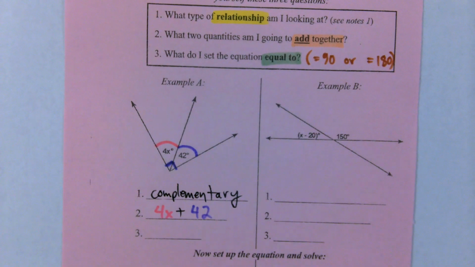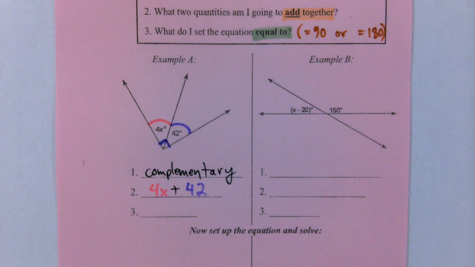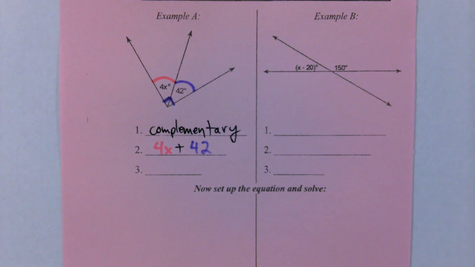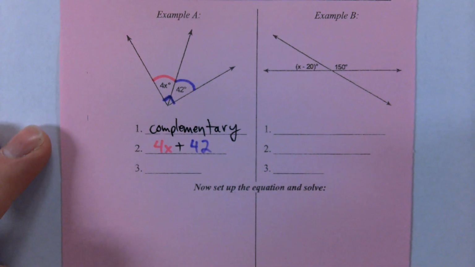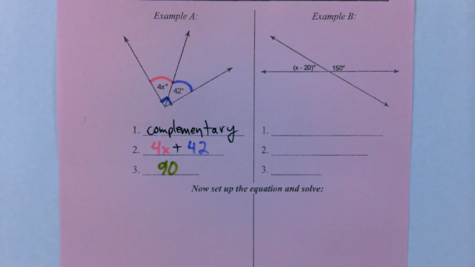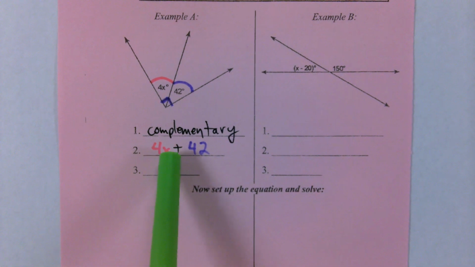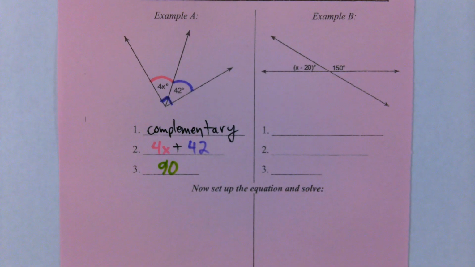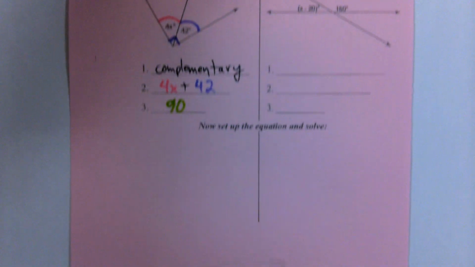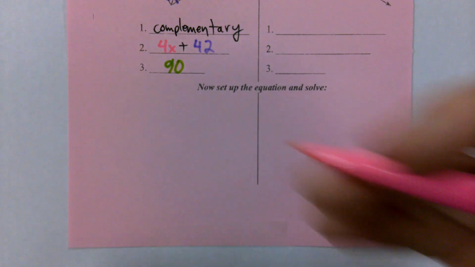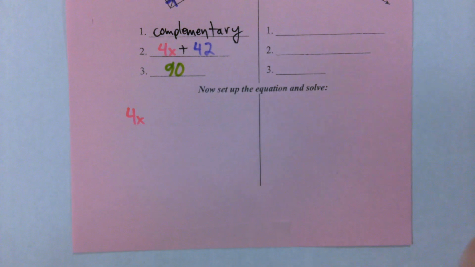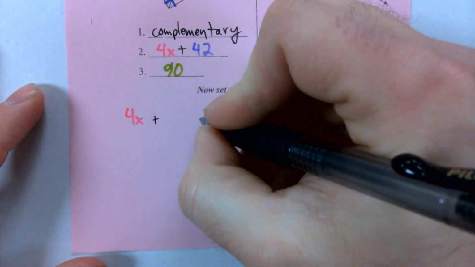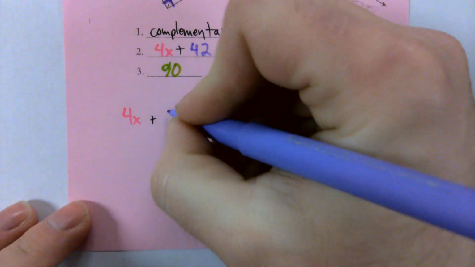So number 3 should be pretty simple now that we've answered number 1. What am I going to set this equation equal to if we have a complementary relationship? 90, right? It's the same exact thing as yesterday when we had B plus 42 equals 90, except now we're going to have to do one additional step. Let's go ahead and set this equation up here. 4x plus 42 equals 90.